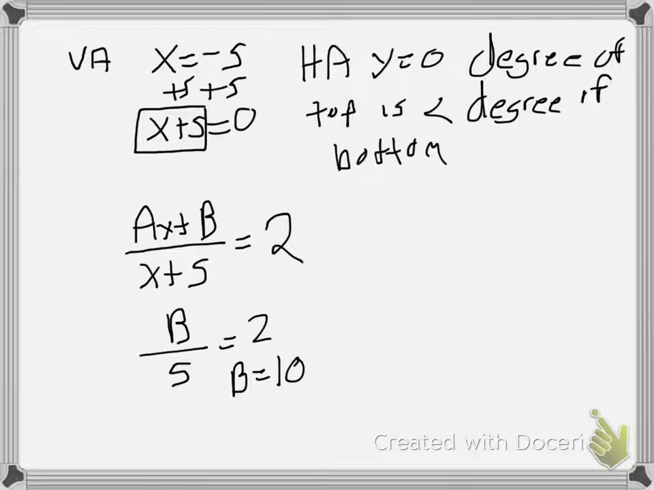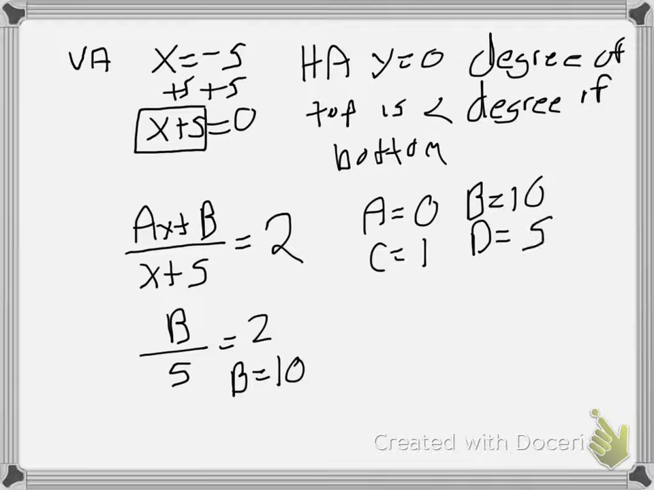So that means that a is going to equal 0, because it has to have a lower degree than the denominator. The denominator has degree 1, so that means that there can't be an x in the numerator. B is equal to 10, C is equal to 1, and D is equal to 5. So what's that going to give me? Well, that's going to give me 10 over x plus 5 for my function.